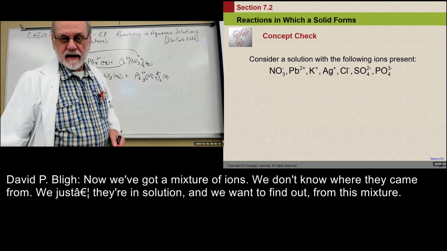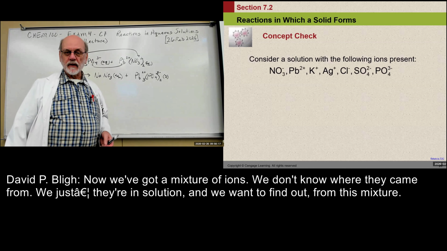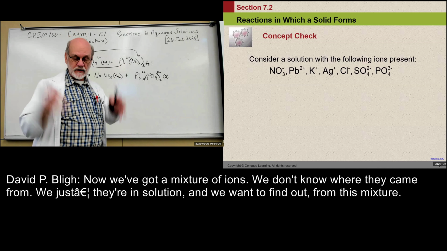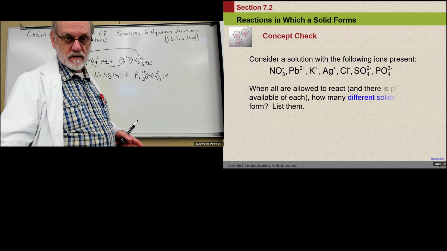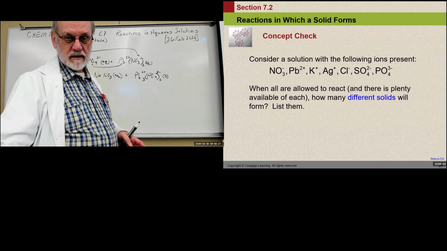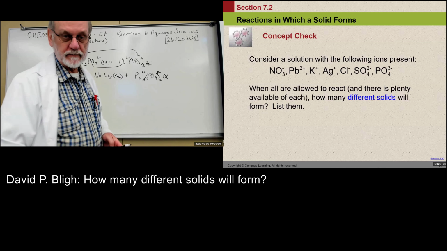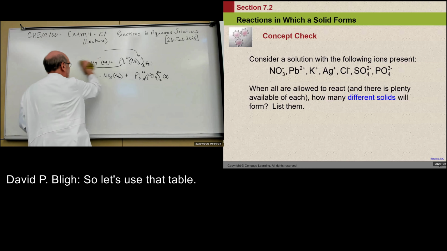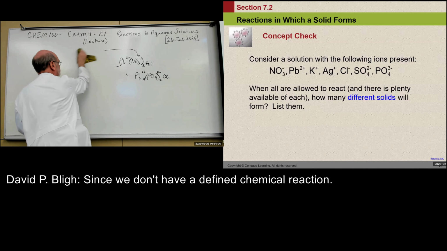Okay. Now we've got a mixture of ions. We don't know where they came from. They're in solution, and we want to find out from this mixture how many different solids will form. All right, so let's use that table.